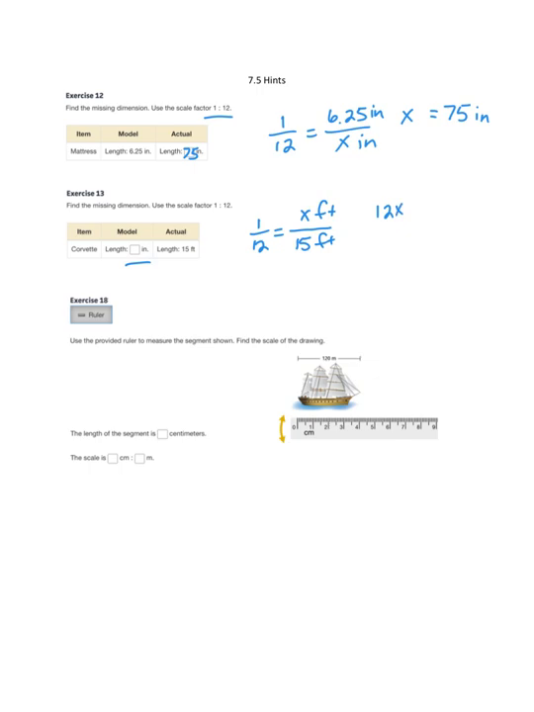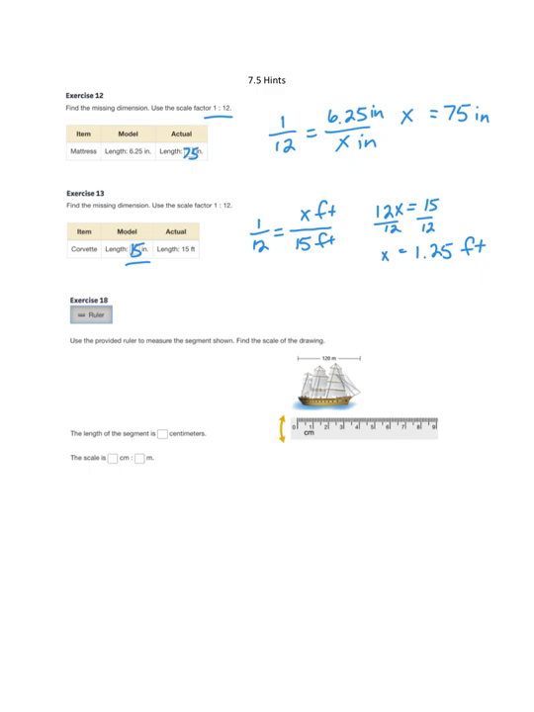12 times x is 12x. 1 times 15 is 15. I'll divide by 12. And 15 divided by 12 is 1.25. So this is 1.25 feet. To make it inches, I need to multiply by 12, and I get that's 15 inches. So if I have two different units, I need to solve for it in one unit, and then I will convert.